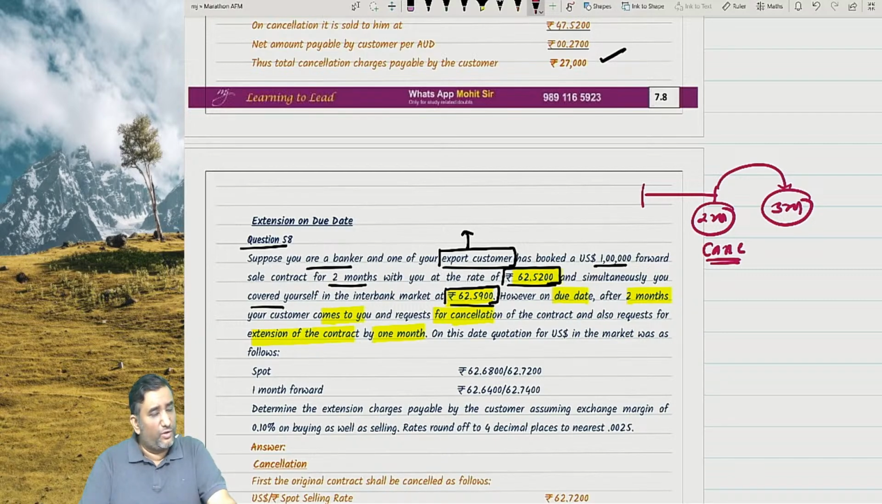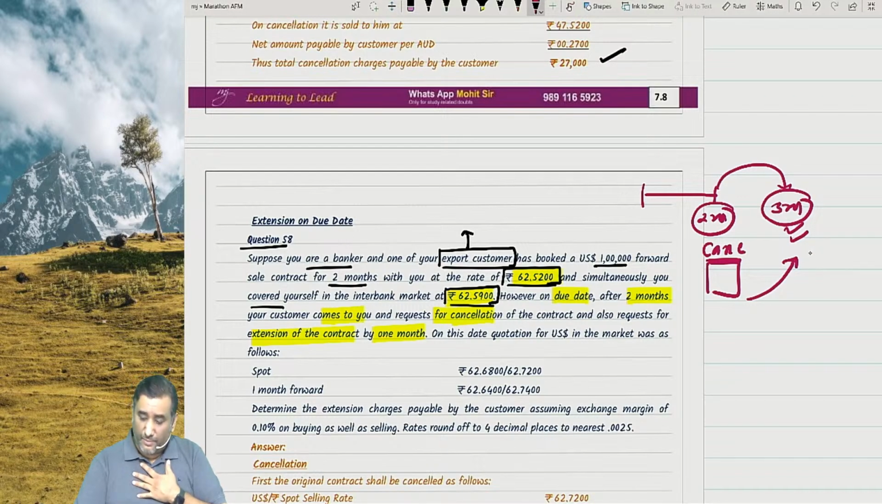Who's asking for the 1 month forward rate? Exporter, importer? Exporter. So let's suppose the exporter is asking for the 1 month forward rate, this will become as good as the original contract now. If the exporter will do the contract, what kind of contract will he do? A new contract, sell. So you'll give him what rate? He will sell, I'll do what? Buy, I'll give him what rate? Bid rate plus margin, reduce margin.